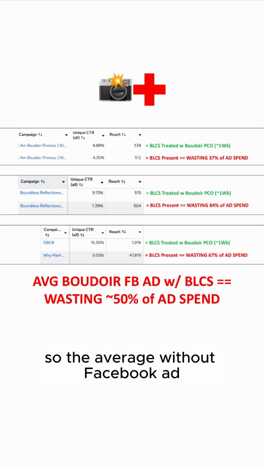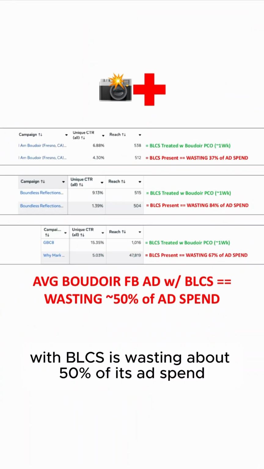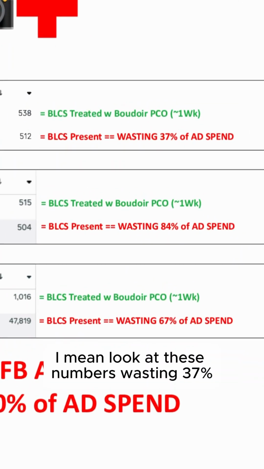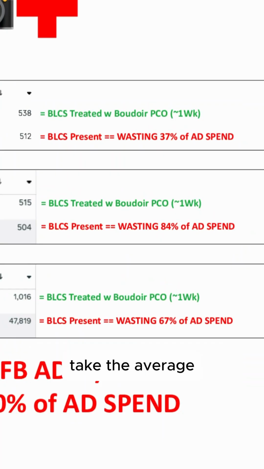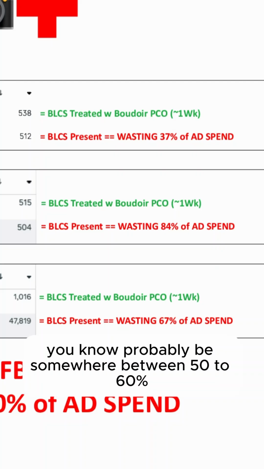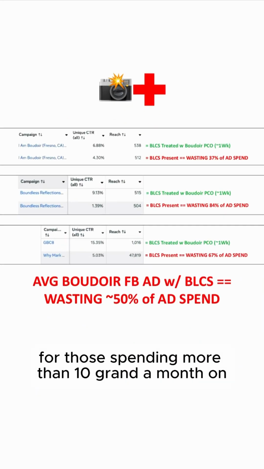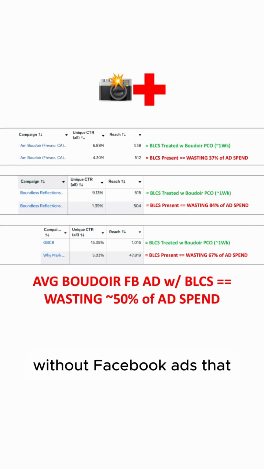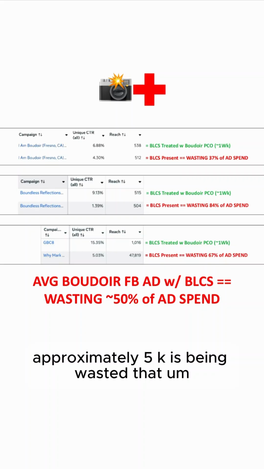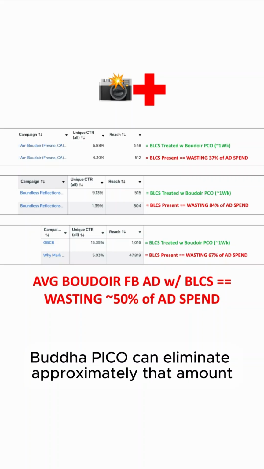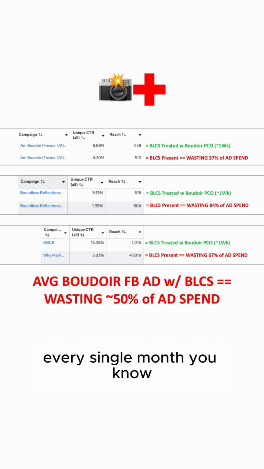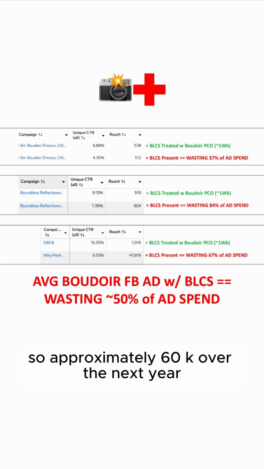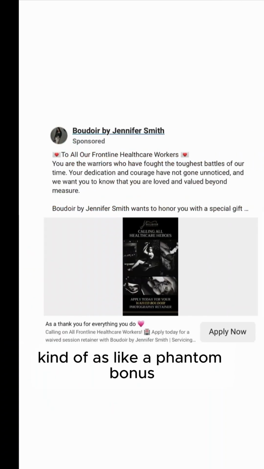So the average Boudoir Facebook ad with BLCS is wasting about 50% of its ad spend. I mean, look at these numbers: wasting 37%, wasting 84%, wasting 67%. Take the average, it'll probably be somewhere between 50 to 60%. Which means for those spending more than 10 grand a month on Boudoir Facebook ads, approximately 5K is being wasted. That Boudoir PCO can eliminate approximately that amount, put it back into the advertiser's pocket every single month. So approximately 60K over the next 12 months, bonus.